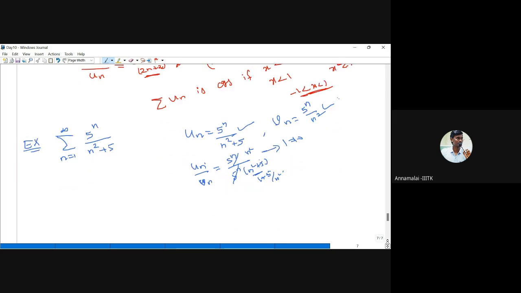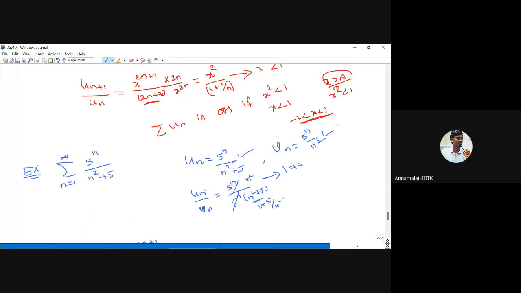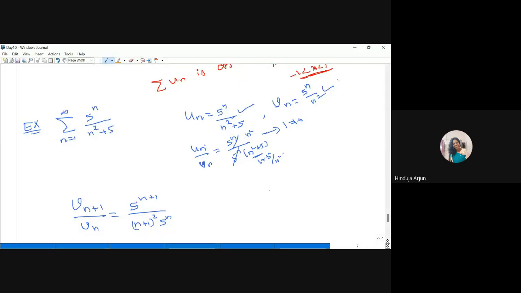Now, how do you know this Vn is convergent? Now you can apply the DLMS test, Vn plus 1 by Vn, that is 5 power n plus 1 by n plus 1 square. Sir, I used the ratio test, sir, and I got 5, it's greater than 1, so it diverges. Which one is your Vn? Same thing, un plus 1 by un.